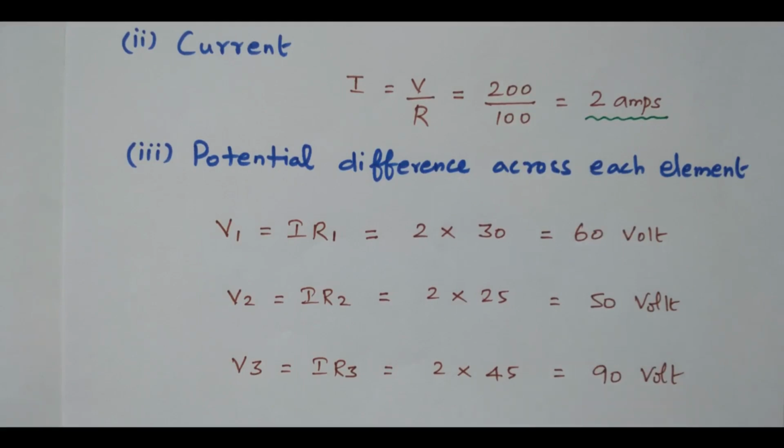So in this problem, we discussed the total resistance, then total current and potential drop across each resistor. In this video, we discussed three different problems related to the series and parallel combination of resistors. The derivation of the series and parallel combination of resistors is available in the previous video. The link is available in the description. You can see that. Thank you.